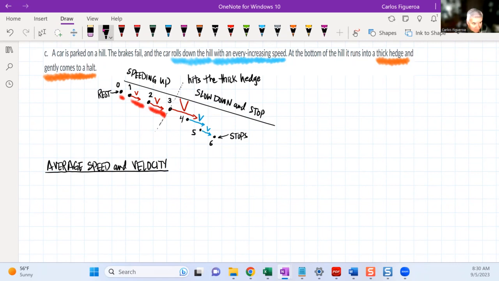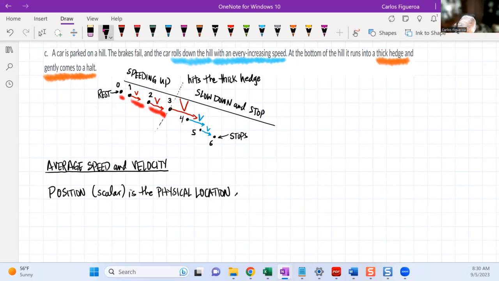So let's define position before anything. So position, which is what we call a scalar quantity, is the physical location of an object from the origin.